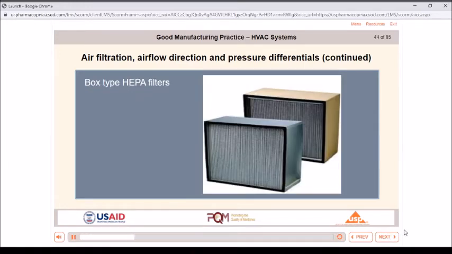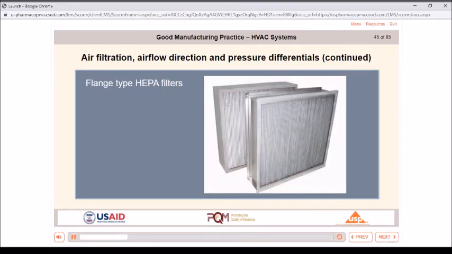Air filtration, airflow direction, and pressure differentials continued. Box type HEPA filters. Air filtration, airflow direction, and pressure differentials continued. Flange type HEPA filters.